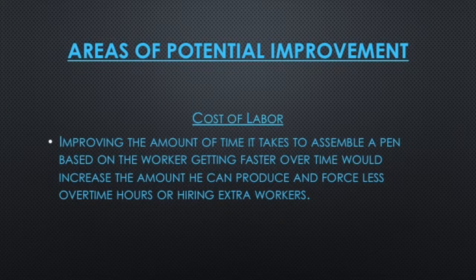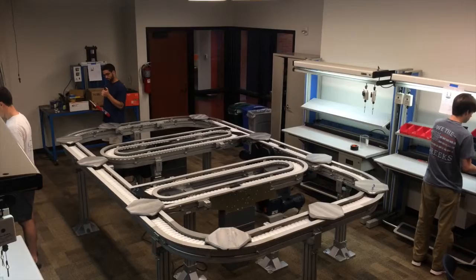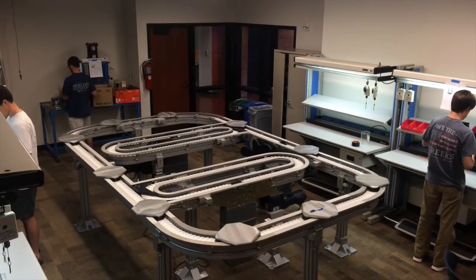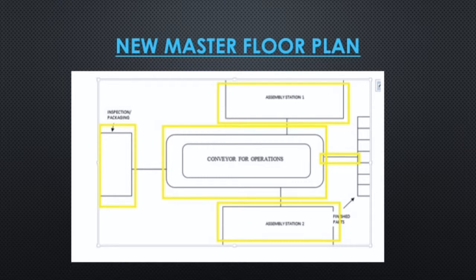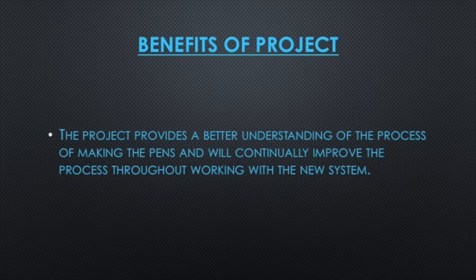We can decrease the cost of labor by hiring more experienced workers that can make faster pens, and therefore making more pens per hour and then making the company more money. Here is the new master floor plan that we showed in the video. And here is the new flow process chart. Notice the new inspection step at the beginning. The project provides a better understanding of the process of making the pens and will continue to improve the process throughout working through the new system.